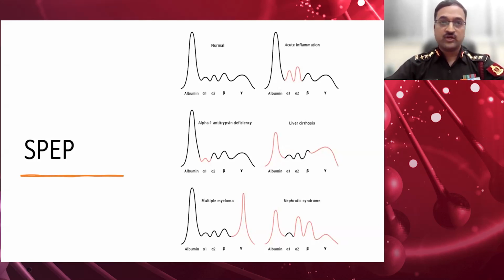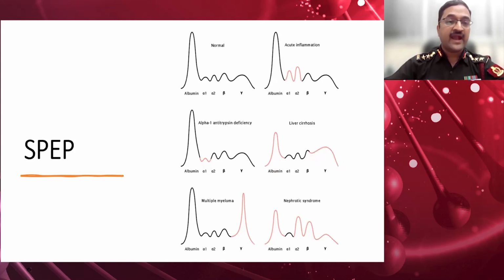So first, the protein electrophoresis. As you see in the first panel here, these patients generally have a normal albumin, alpha 1, alpha 2, beta, and gamma globulin region. In individuals with acute inflammation, there will be a rise in the alpha 1 and alpha 2 parts of this electrophoretic pattern. In patients with alpha 1 antitrypsin deficiency, you will have a low alpha 1. In individuals with liver cirrhosis, you will have hypoalbuminemia and a polyclonal rise in the gamma component.